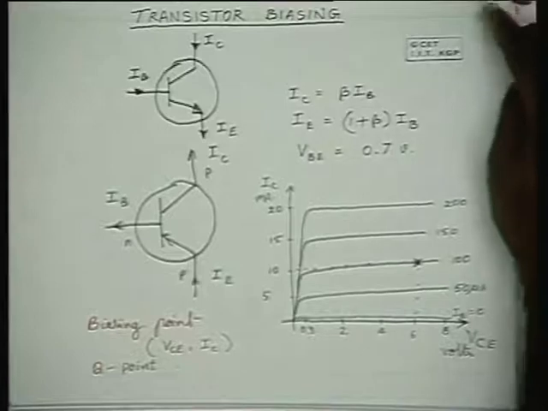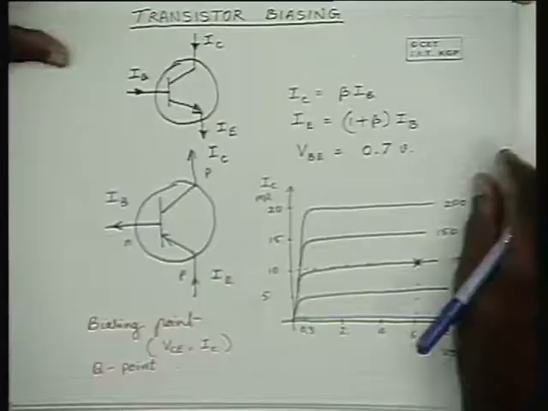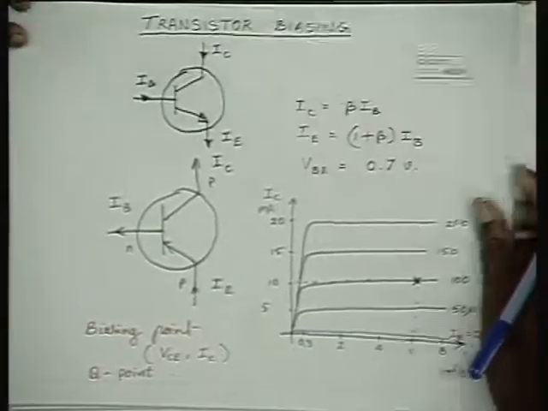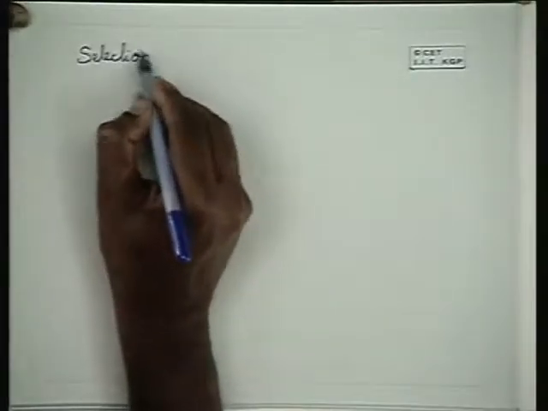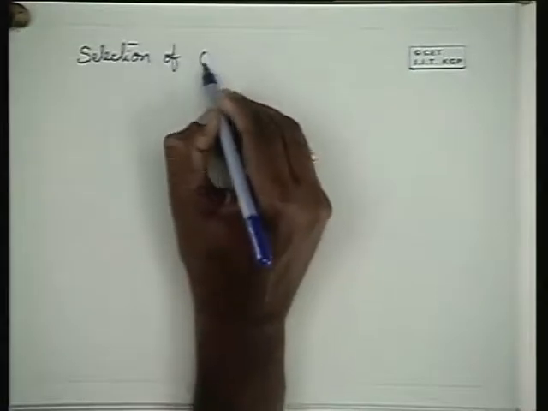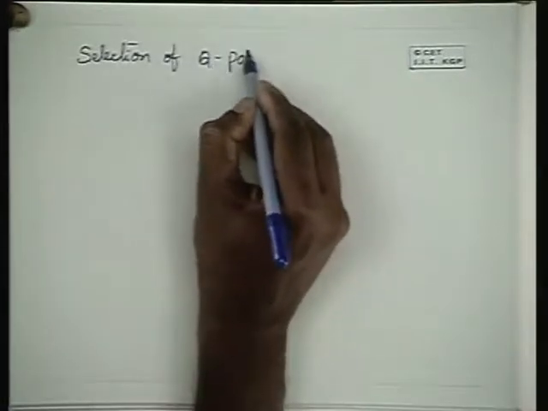Now let me explain something about the biasing point. There are a few considerations in selecting the biasing point. The considerations are as follows. Selection of Q point, let me write it, selection.